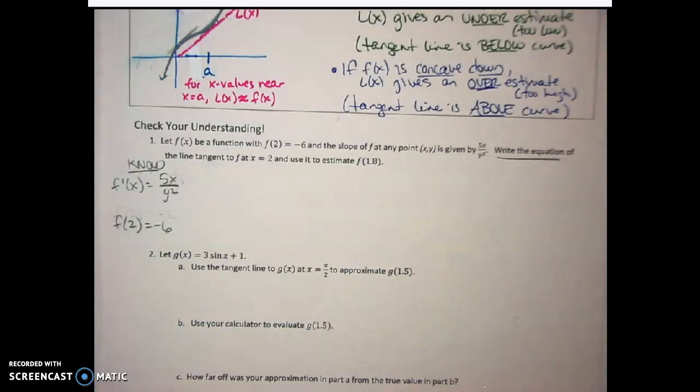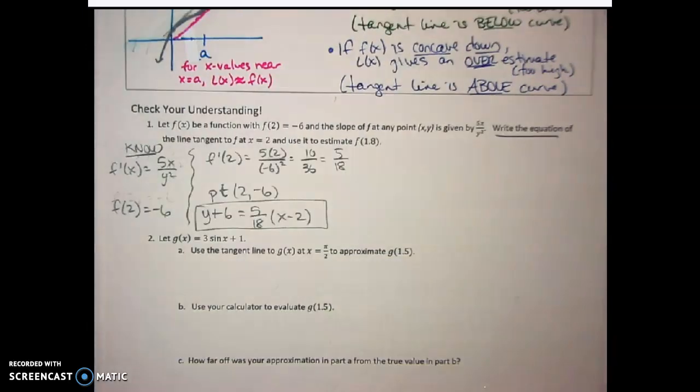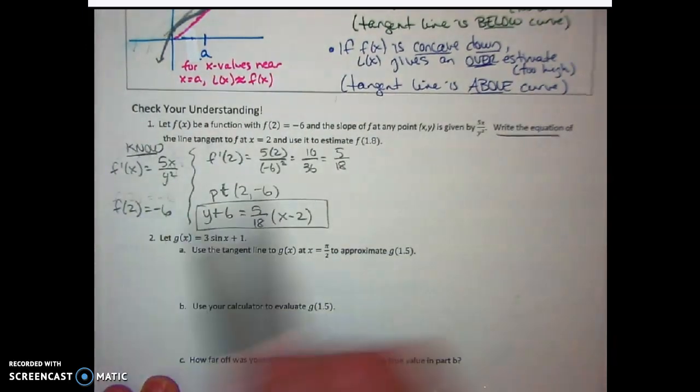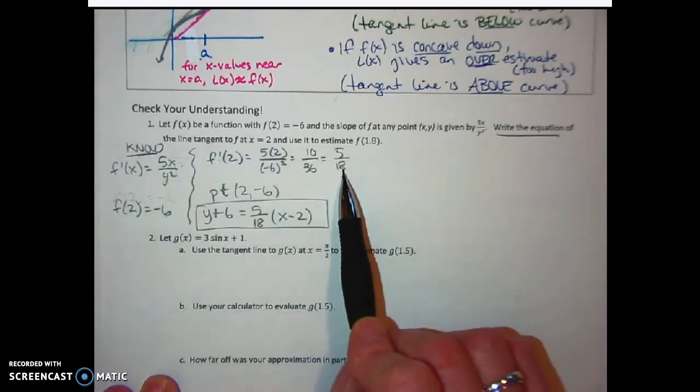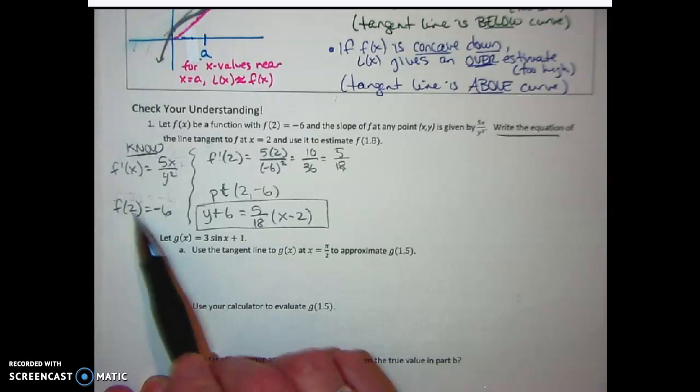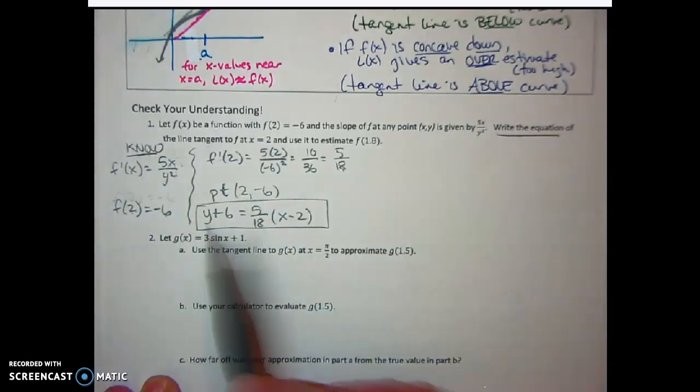So just like with related rates, I'm going to go ahead and write down what I know. I know that f prime of x, the slope of f at any point, is 5x over y squared, and f of 2 equals negative 6. That's the information that was given to me in the problem. So I'm given an x and a y. I can plug those into my slope, and I find that my slope is 5/18. My point is (2, -6). So then I can write my equation.